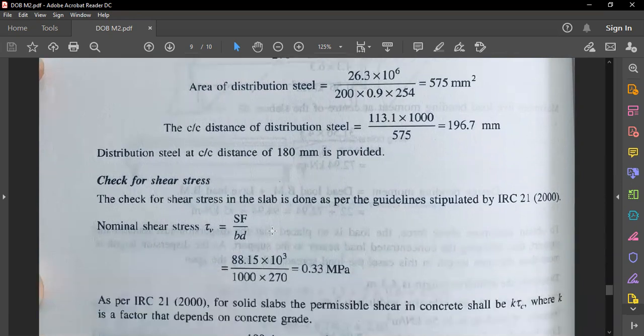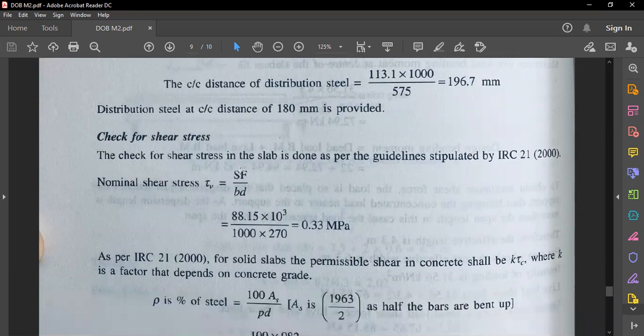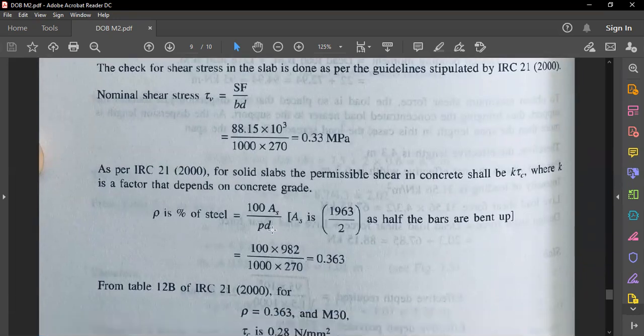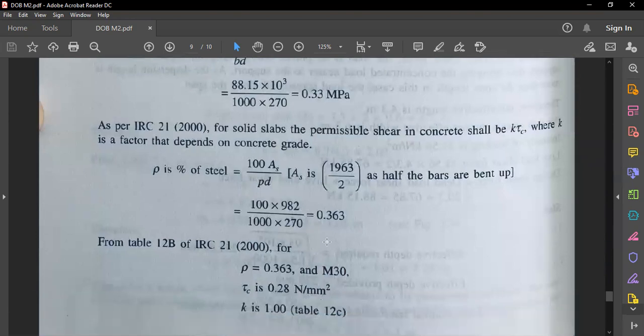Now for the depth provided, whether the shear stress is sufficient or not. The same calculations as RCC. Tau v is equal to Vu by bd, 0.33 Newton per mm square or megapascal, you can say. So same as RCC in IS 456 where you used to refer to the table. Here in IRC 21, for the tau c value, they have given you the table for the rho value. 100 As by bd you have to calculate. Provided Ast is 1963 mm square.